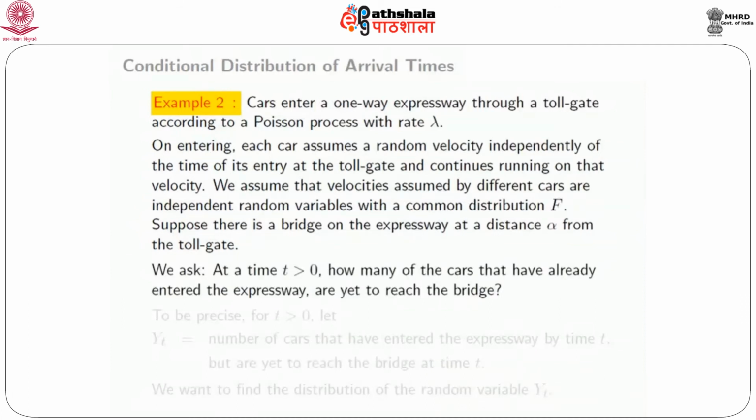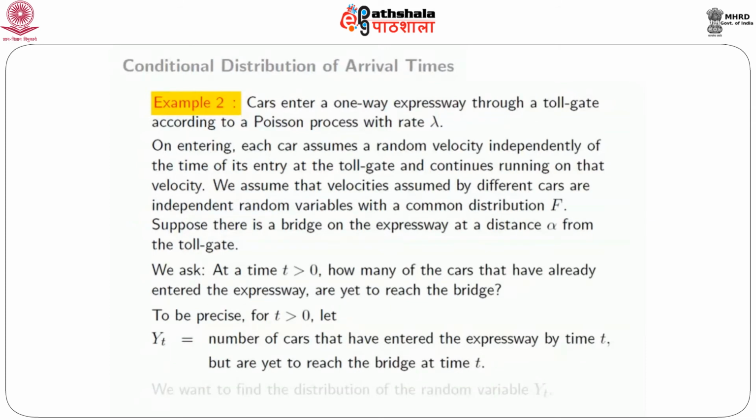Suppose now there is a bridge on the expressway at a distance of alpha from the toll gate. So what's the question we ask? We ask, at time t positive, how many of the cars that have already entered the expressway are yet to reach the bridge. To be precise, for t positive, let Y_t be the number of cars that have entered the expressway by time t but are yet to reach the bridge at time t. We want to find the distribution of the random variable Y_t.